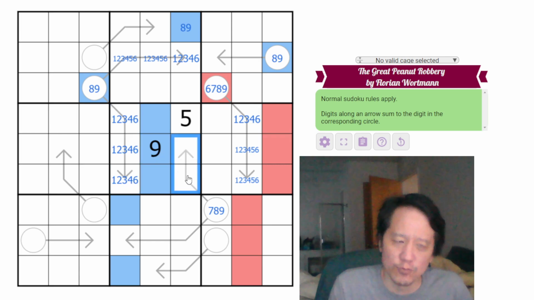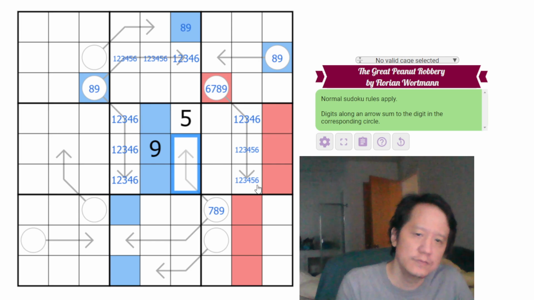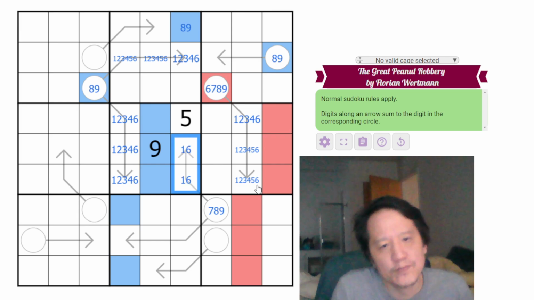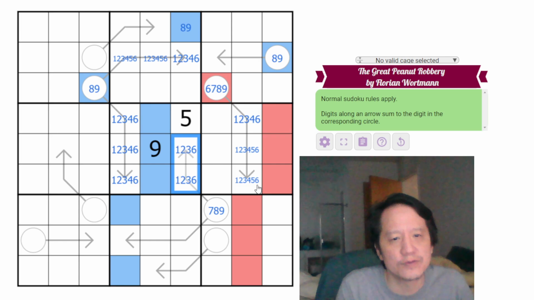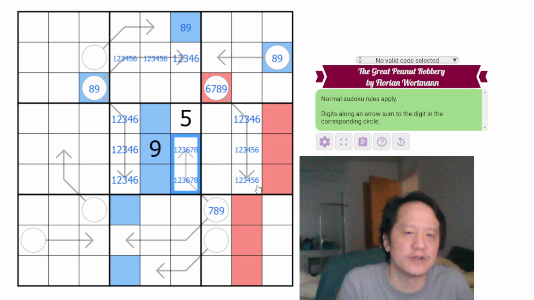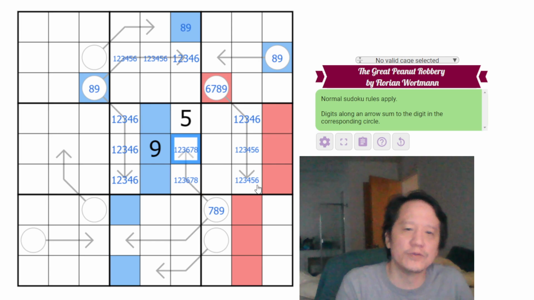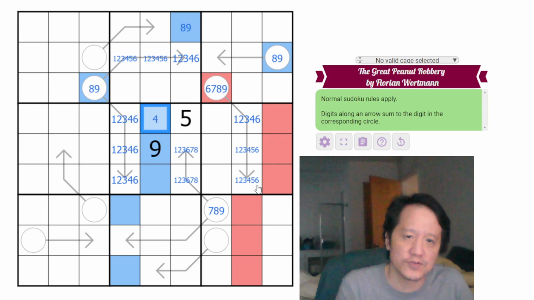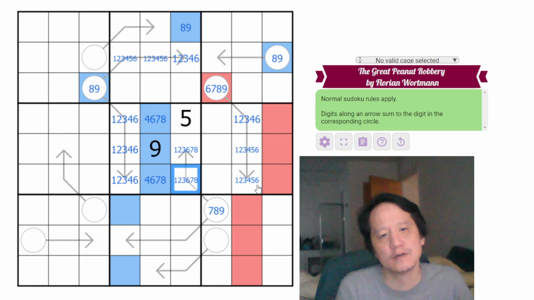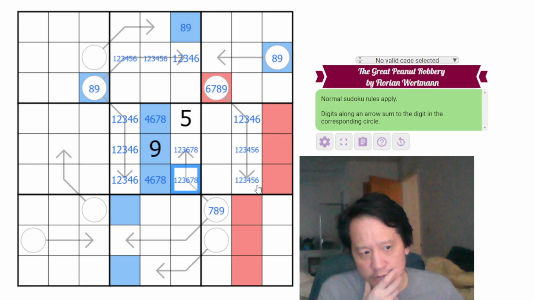This is at minimum 1, 6. It could be 2, 6, or 3, 6. And then it could be 7 or 8. So there cannot be 1, 2, or 3 in any of these. So this is 4, 6, 7, 8.